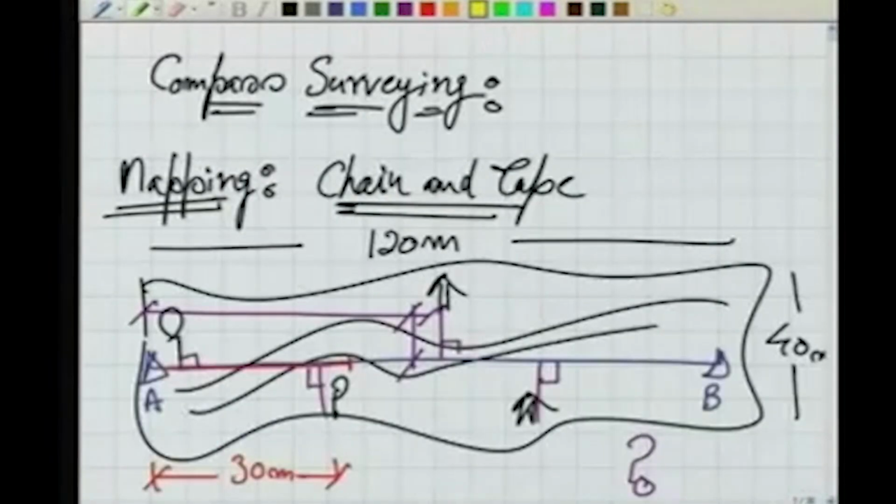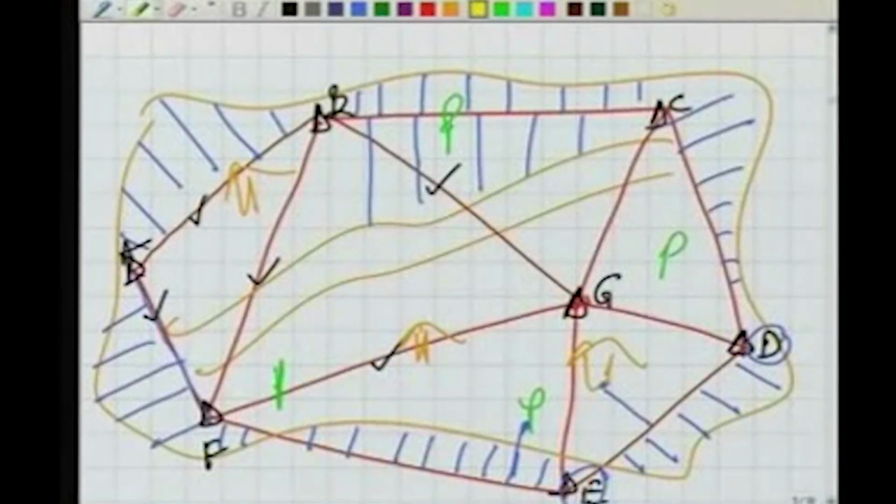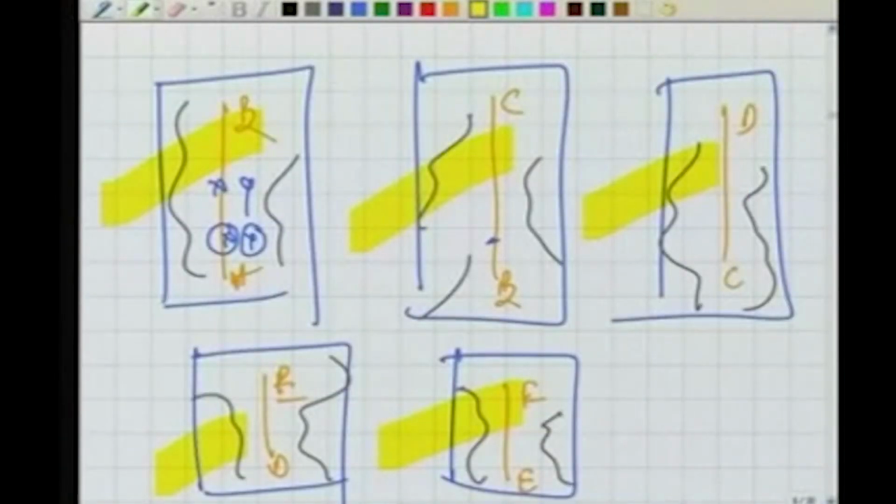So we saw that we started with the linear thing, that we are using the chain and tape just for a linear thing. But we can use chain and tape also for a broader area, as we have seen in this case, and we can make the map using the fieldbook records.